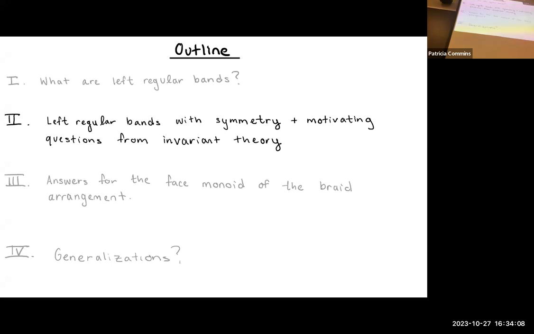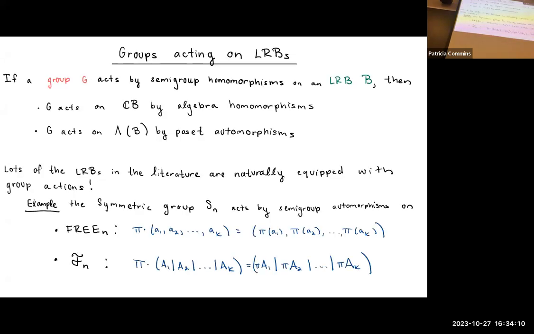Okay, so now I want to talk about groups acting on these semigroups. If a group acts on your LRB by semigroup homomorphisms, then it's going to act on the algebra by algebra homomorphisms, and also on this associated poset by poset automorphisms. So that's kind of nice that all this group theory goes through.